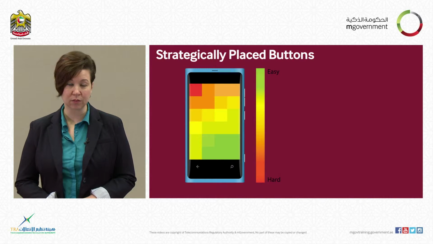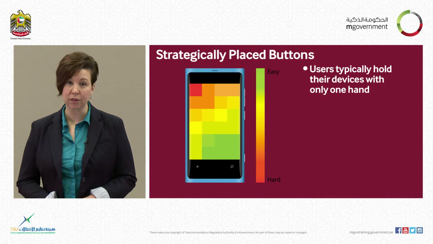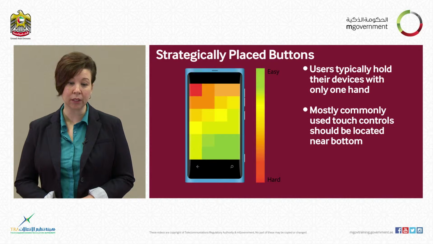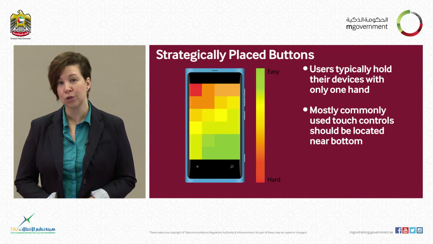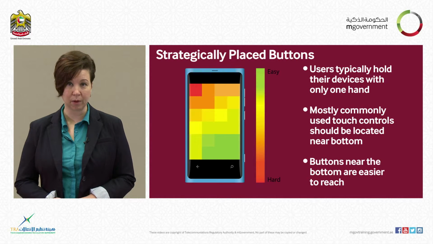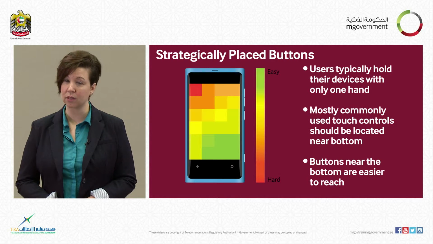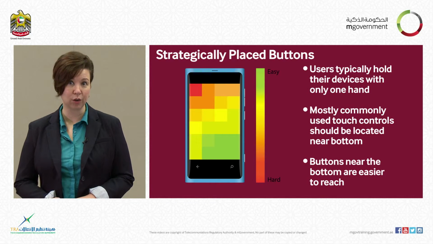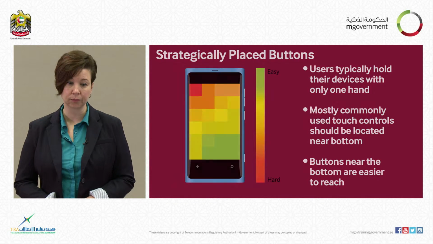Strategically placed buttons are extremely important. Users typically hold their devices with only one hand, so the most commonly used touch controls should be located near the bottom. The buttons on the bottom are the easiest to reach and the easiest to use. Making your app easy to use makes a good customer experience.